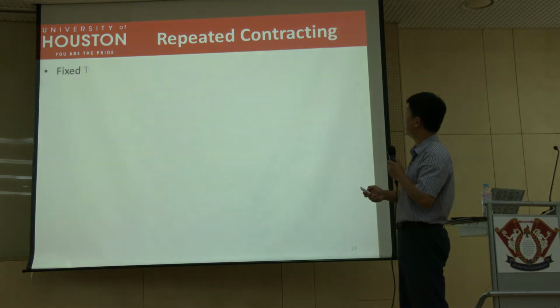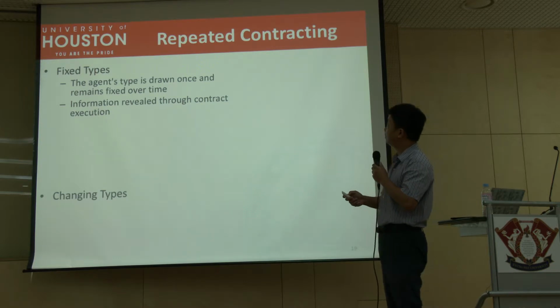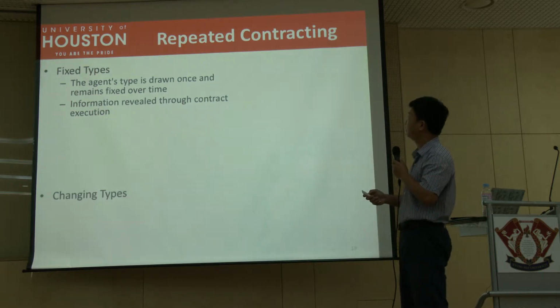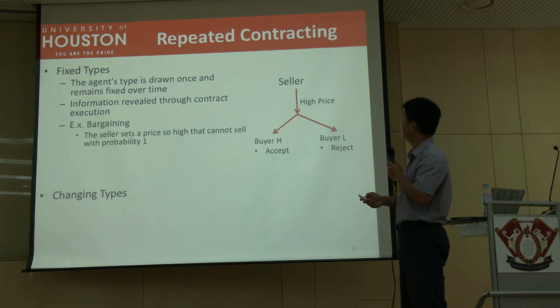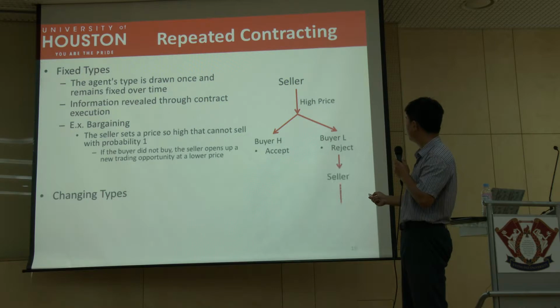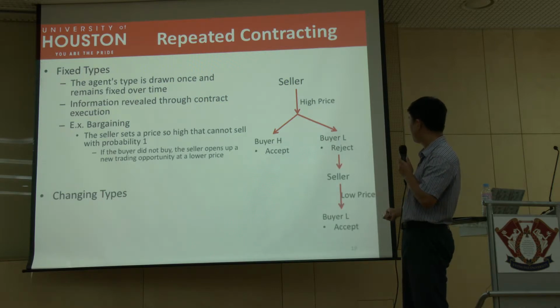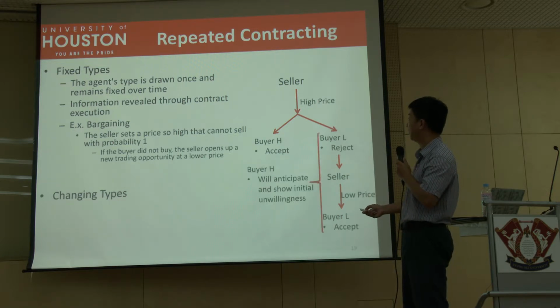And then repeated contract. So basically, for a fixed type, the agent's type stays the same, remaining fixed over time. We have a seller with a high price, and then the buyer, if he accepts it, then it's done. Otherwise, it's negotiation for the lower price until it gets accepted. This is the bargaining that we talked about last time.